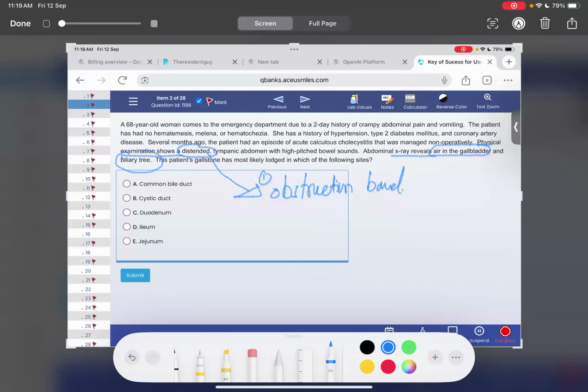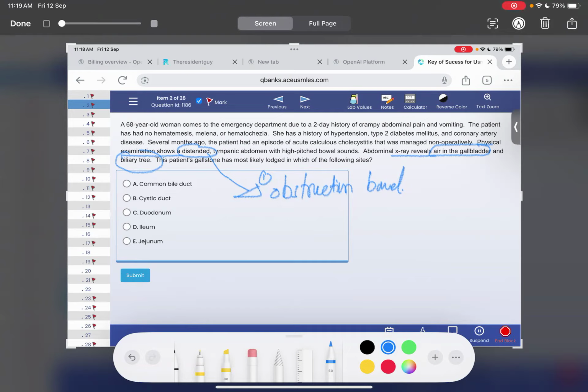Sir, duodenum. It should be the ileocecal junction. Where is the ileocecal junction? My question is that with gallstones in the gallbladder, a fistula will form between the gallbladder and the intestine, and how do you diagnose it? Because of air in the gallbladder.